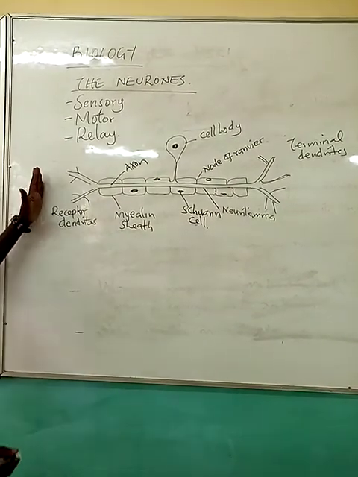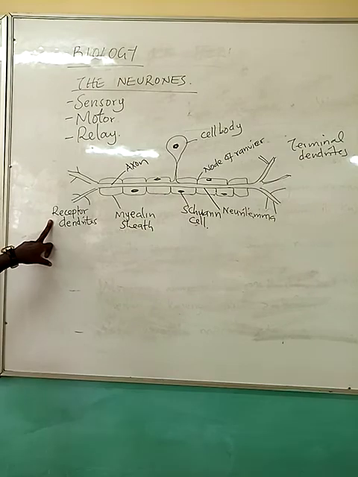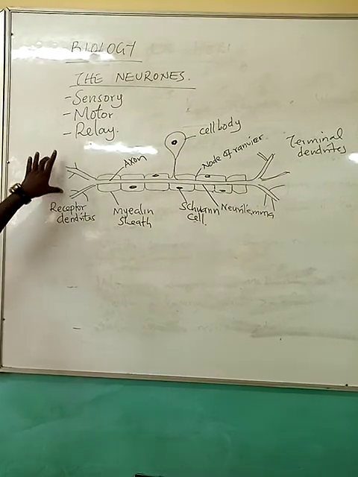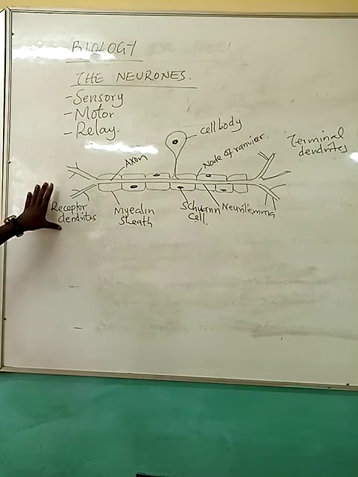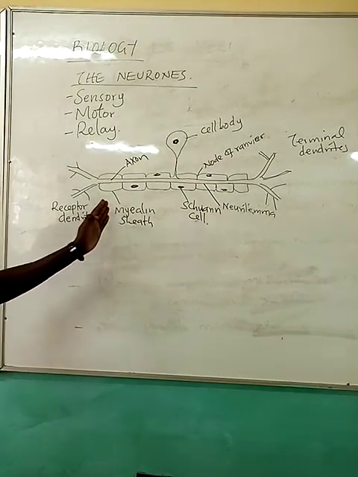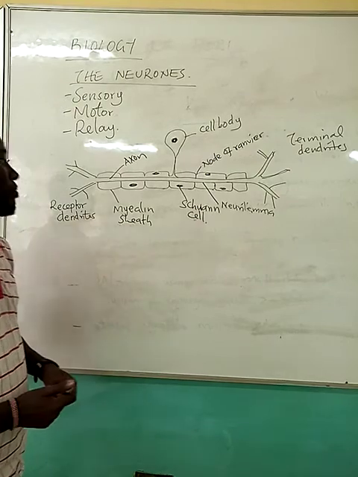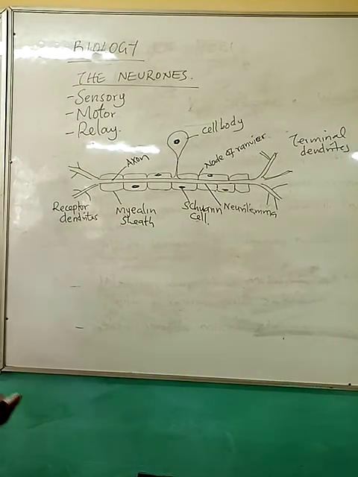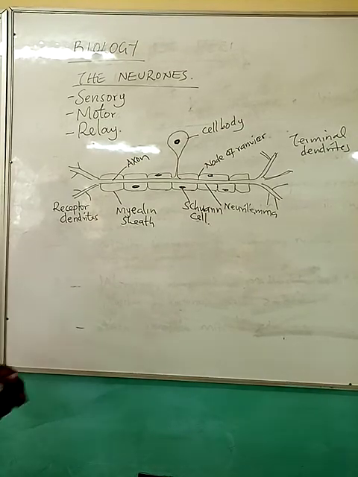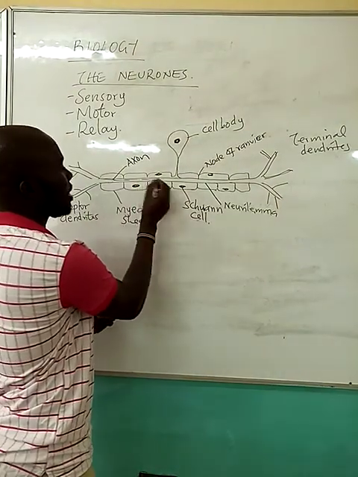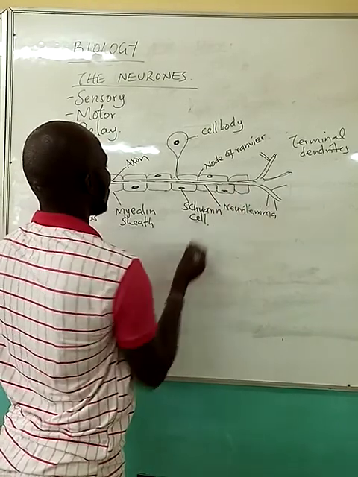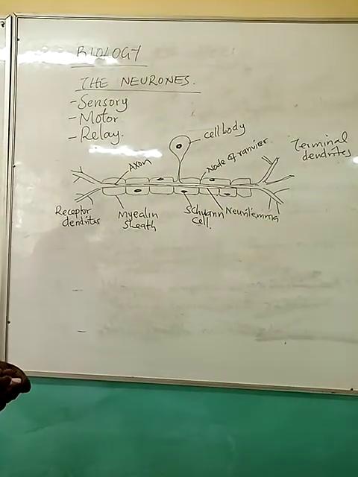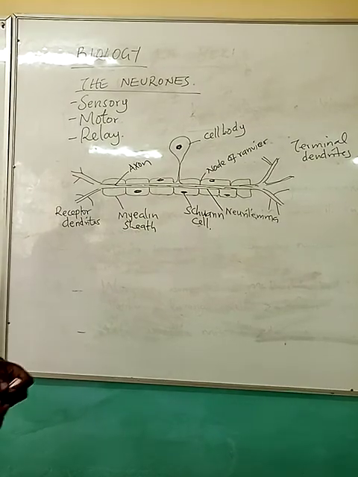So you can see that we have the part that is called receptor dendrites. That means that's the part that receives the stimulus. Then we have another part called the myelin sheath. We have the axon, which is filled with a fluid called the axoplasm. That is the fluid that is found inside the axon, and it's through that fluid that an impulse is transmitted.